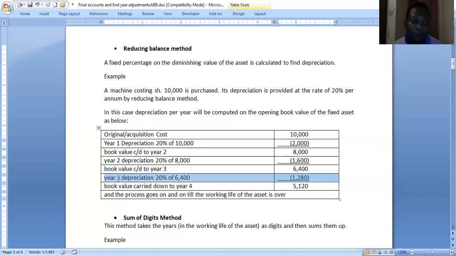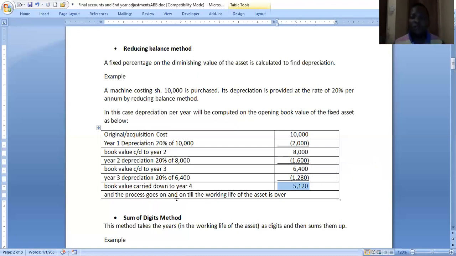So to move forward to the 4th year, the value of the asset will decline from 6,400 to 5,120, that is by deducting 1,280 from 6,400. So 6,400 minus 1,280 will give us 5,120. So 5,120 will therefore be the value of the asset to carry down to the fourth year.